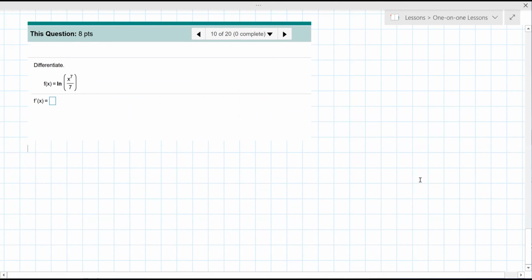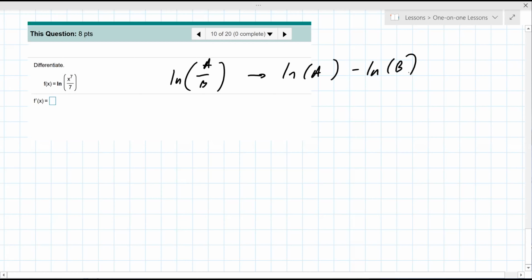Okay, so there's a couple of ways to do this. One way is to use the property of logarithms. So the natural log of a over b becomes the natural log of a minus the natural log of b. Okay, that's one way to do this. Or you can just immediately apply the derivative rule to ln. Which do you think? Have you seen this other way?